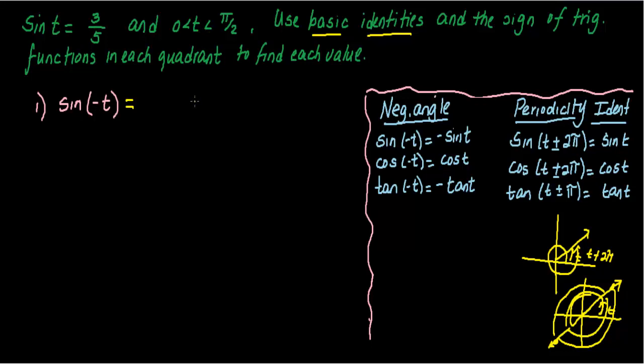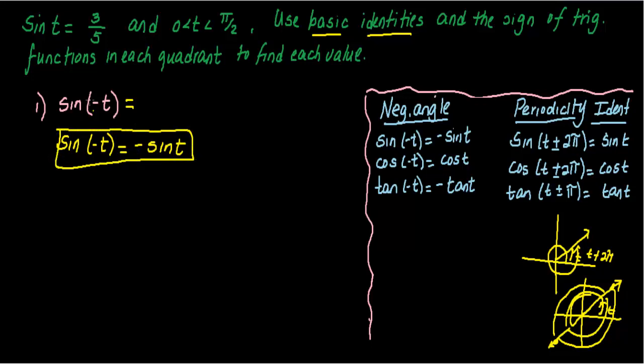I'm going to use the identity first, and then I will show you with a drawing. So we're going to do it both ways, though you don't have to do both. The first way is using the identity. Since this is a negative angle identity, sine of negative t is equal to the negative of sine t. This is the identity I'm going to use for this example.